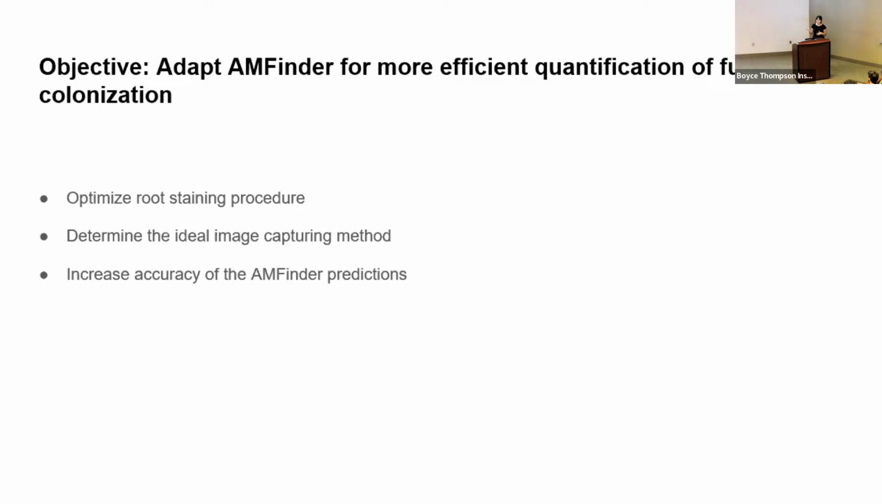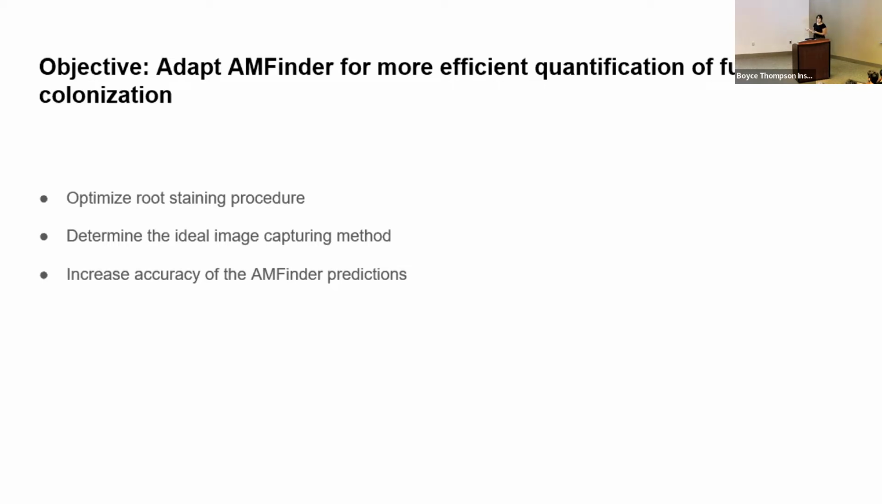We also needed to determine the ideal image capturing method. Now, the paper that the program was originally published with describes two different methods of image capture, flatbed scanner and light microscope. So we plan to compare those two methods. And we finally needed to increase the accuracy of the AmFinder predictions by creating a data set of our newly taken images and using them to train the program.